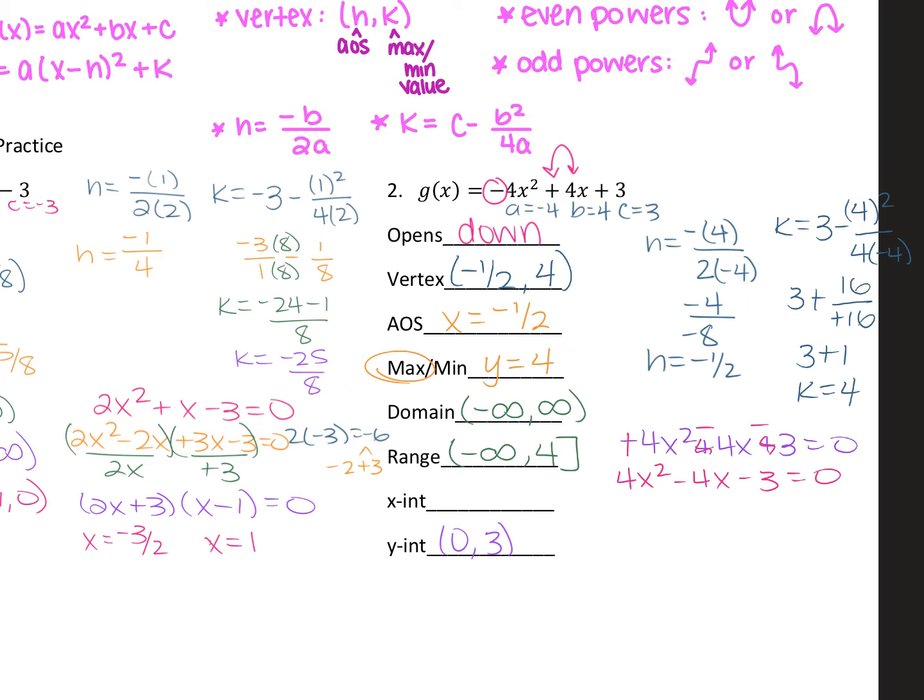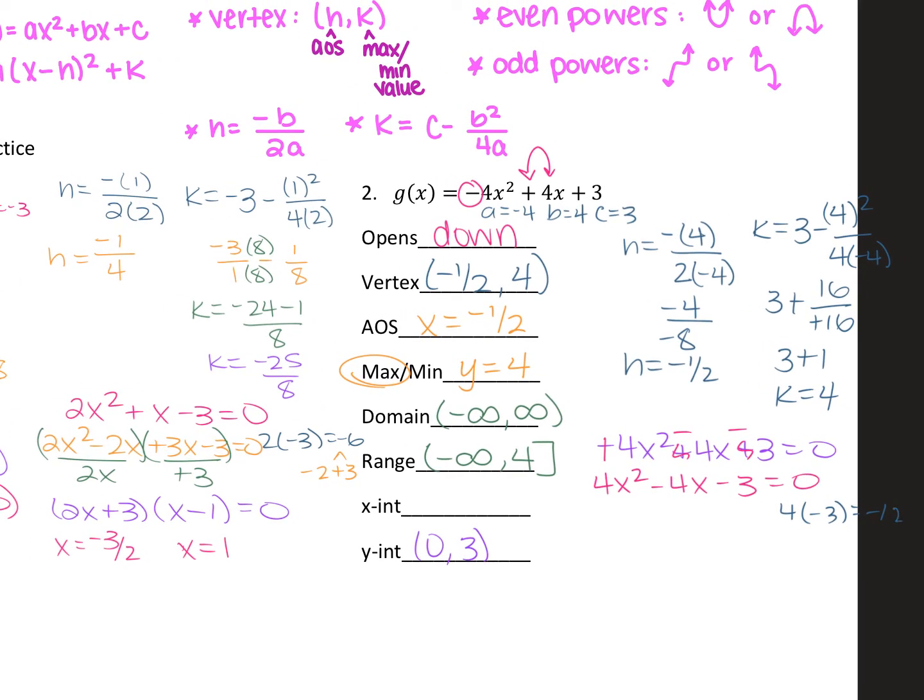For this one, your 4 times your -3 is -12. Factors of -12 that add up to be -4 are 2 and -6. So we're going to rewrite this as 4x squared plus 2x minus 6x minus 3 is equal to 0, and factor this by grouping.